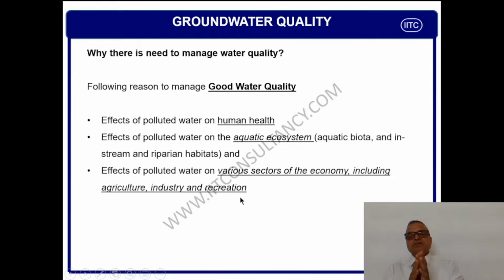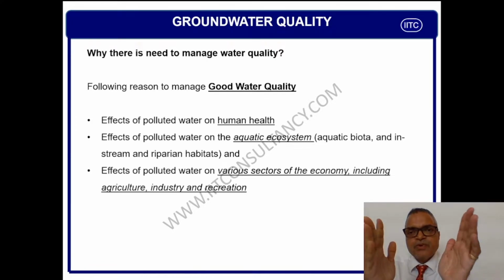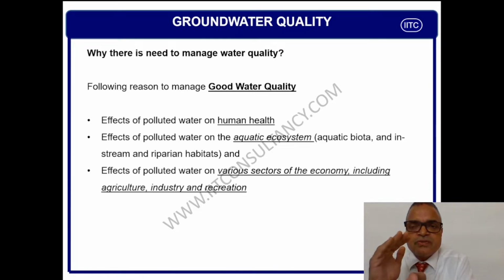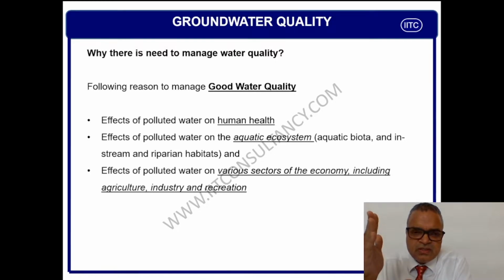So that means if you don't ensure good quality of water, it affects the health of society. It unbalances the aquatic ecosystem, and it also disturbs the economy, including agriculture, industries, and recreation. Say for example, in industry you need a certain quality of water, and if you don't have that quality of water, what will happen? There is an unnecessary cost of water treatment. So with this, there is an increase in cost per unit production. So this should not create an imbalance.